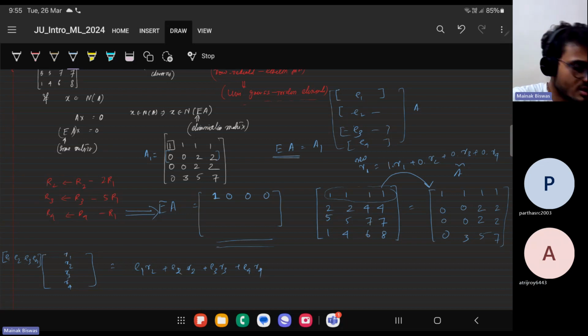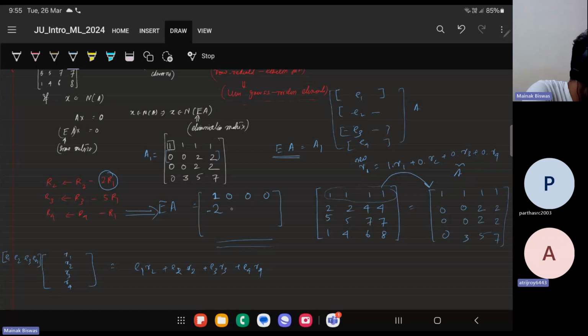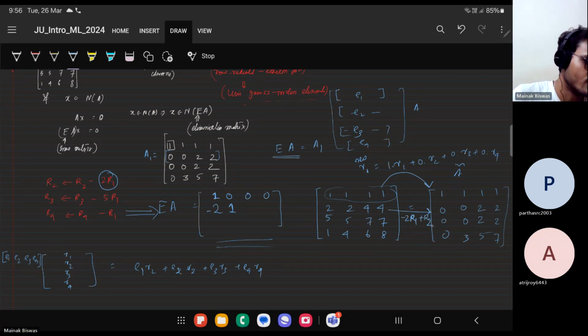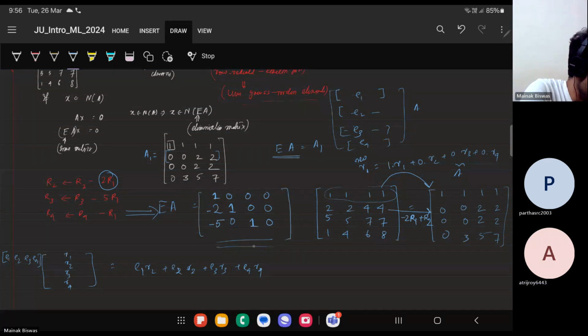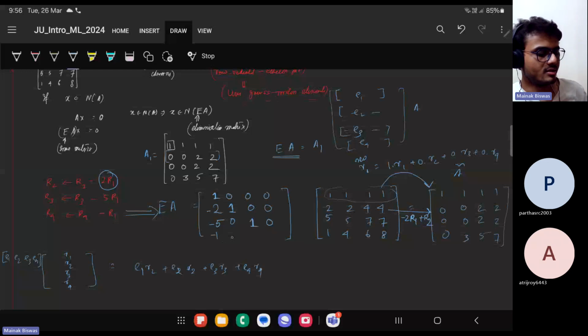The second, tell me the second one. What did I do? Minus 2, 1, 0, 0. Yes, minus 2 times row 1 plus row 2. Third one will be minus 5, 0, 1, 0. And fourth one will be minus 1, 0, 0, 1. Right? This is how you make elimination matrices.